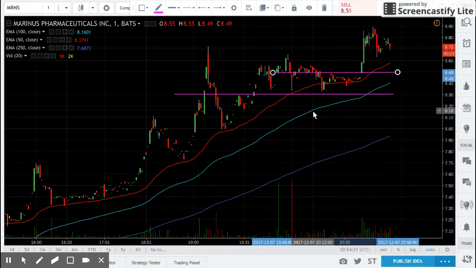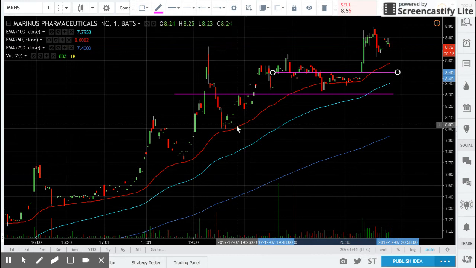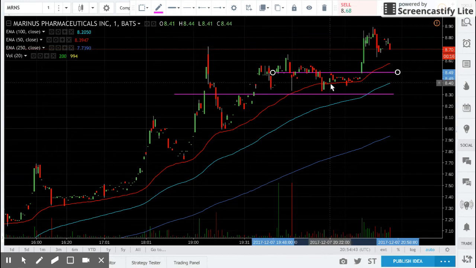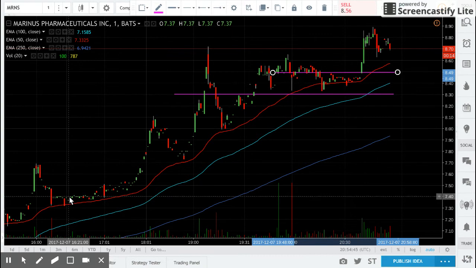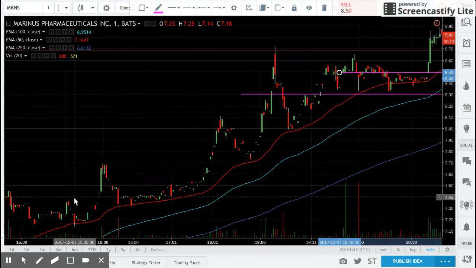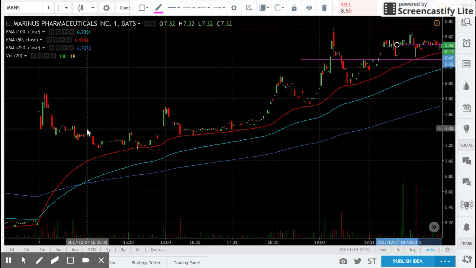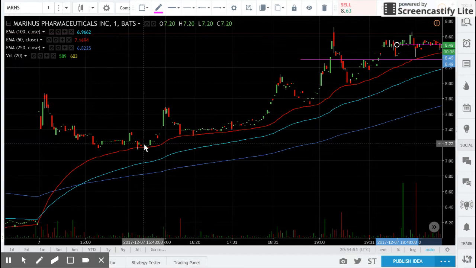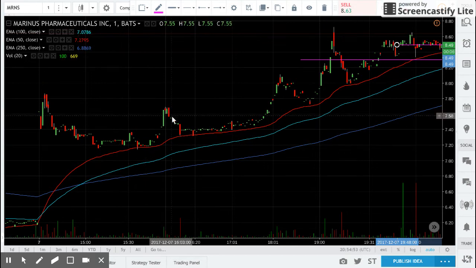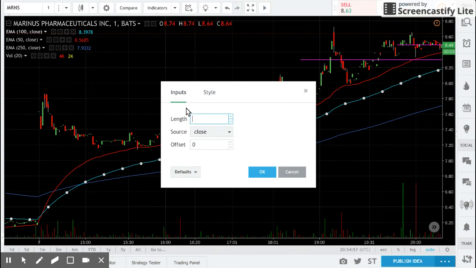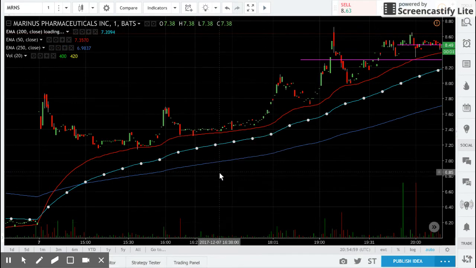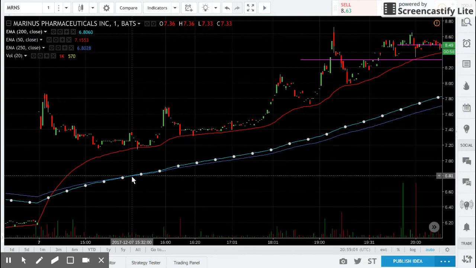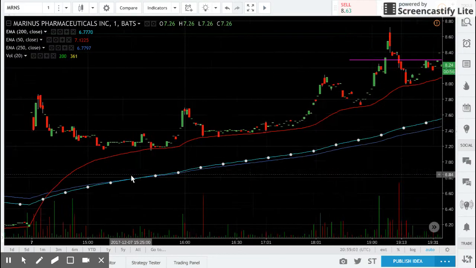So as far as MRNS, I was just doing three EMAs, using price action as a guide right here. 740 is when I got in. I wasn't going to play this one, but after the initial spike, it caused our 200 EMA to cross over the 250. This is why we weren't going to play it, because of this.